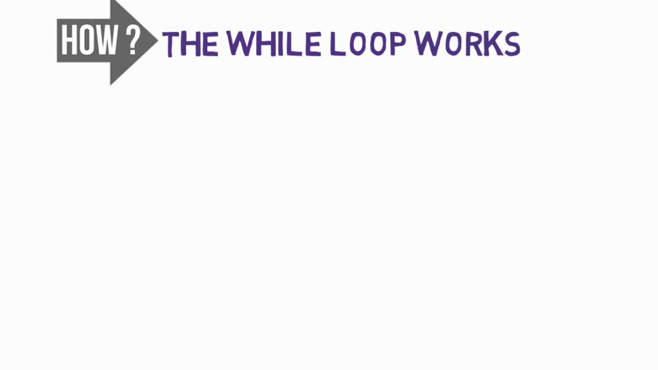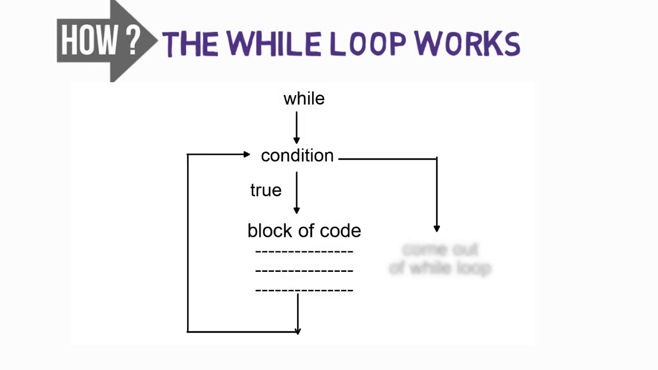Now let's see how the while loop works. While is a keyword, and whenever this while keyword is interpreted, the while loop starts to execute. First, it will check the condition. When the condition is true, it will execute a certain block of code. Again, it comes back to the condition and will check again whether it is true or false. Once it is false, it will move out of the while loop and start to execute the remaining Python script. So this is how the while loop works.